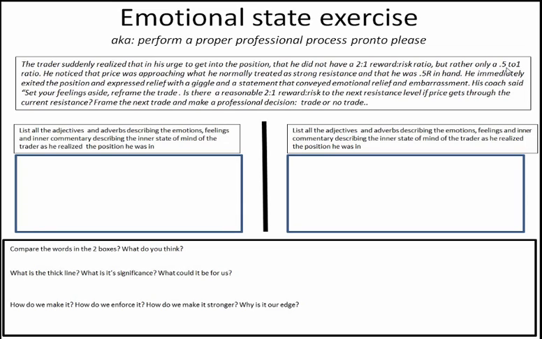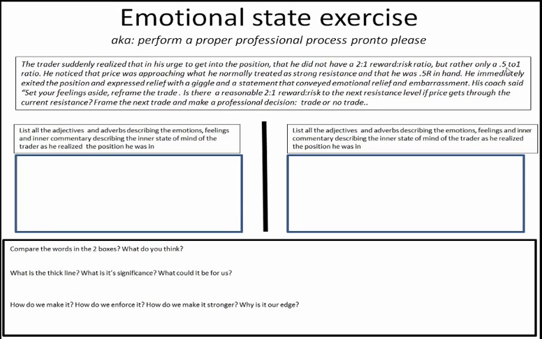So I asked him immediately to set your feelings aside and reframe the trade. Now that you're out of the trade, take a quick look at it again. Get out of the state of feeling, look into observing. Is there a reasonable 2-to-1 reward to risk ratio to the next resistance level if it gets through the current resistance? In other words, can it go up another 2R from here if it gets through this resistance that you saw? And really, is there a 2-to-1 reversal trade in the other direction? Reframe the trade, make a professional decision, and then decide, is there a trade or no trade?